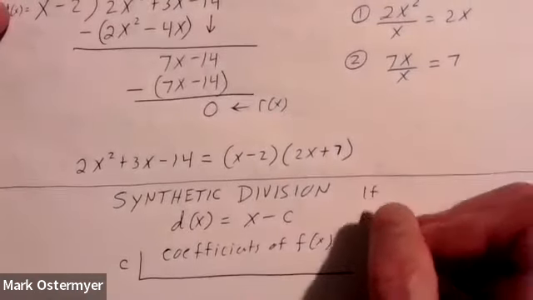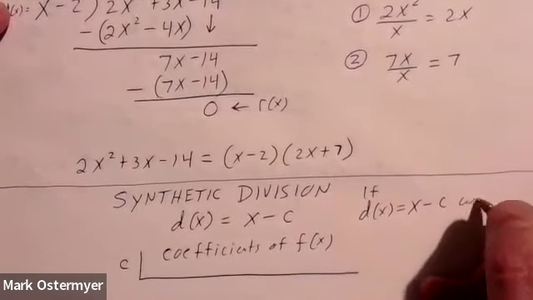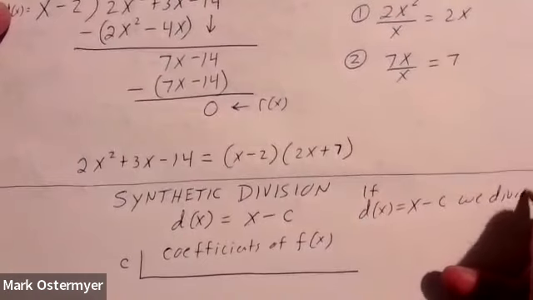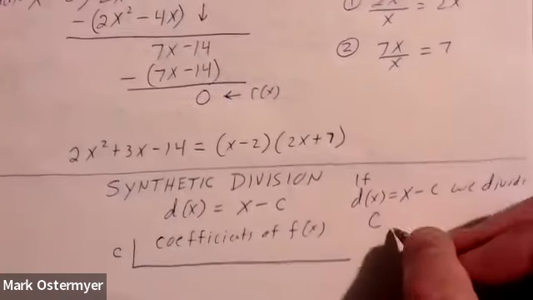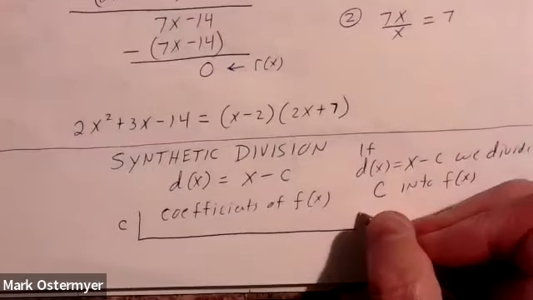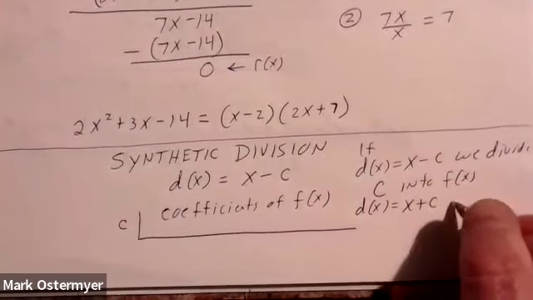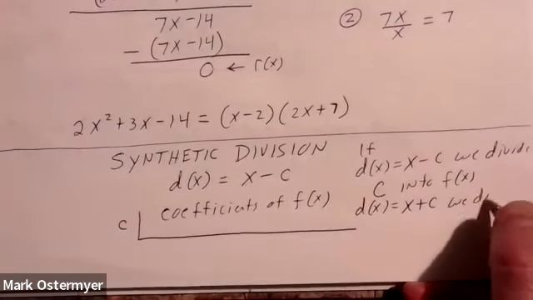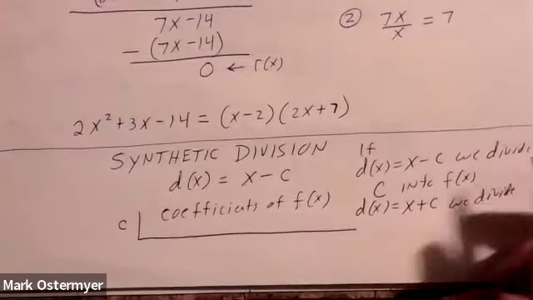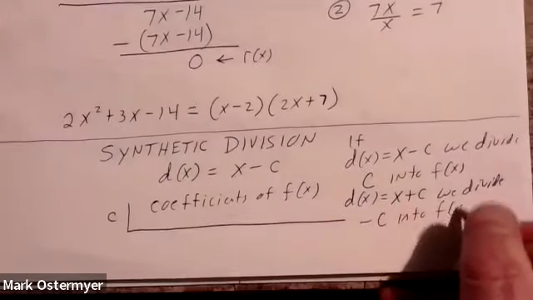So if d of x, our divisor, is x minus c, we divide c into f of x. If our divisor d of x is of the form x plus c, we divide negative c into f of x.